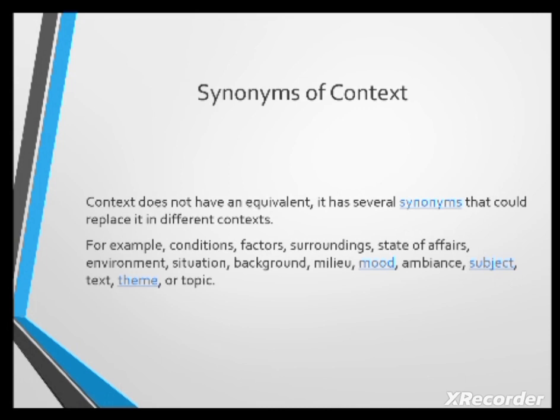Now, synonyms of context. Context does not have an equivalent. It has several synonyms that could replace it in different contexts. For example, conditions, factors, surroundings, state of affairs, environment, situation, background, mood, ambience, subject, text, theme or topic. So these are some synonyms of context.